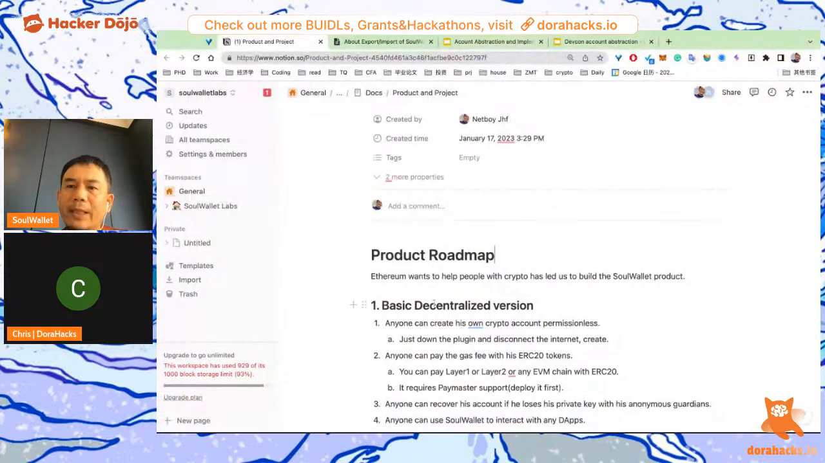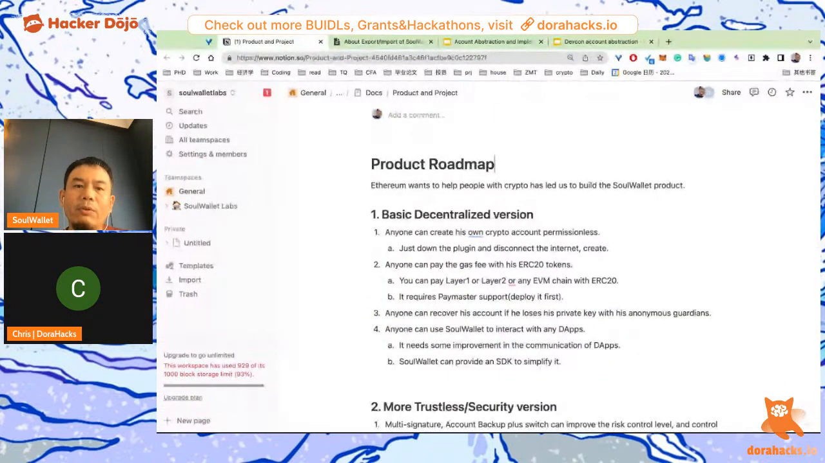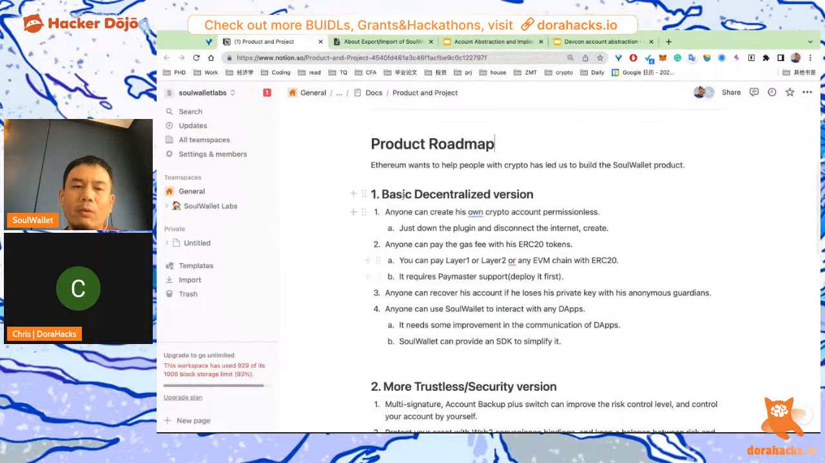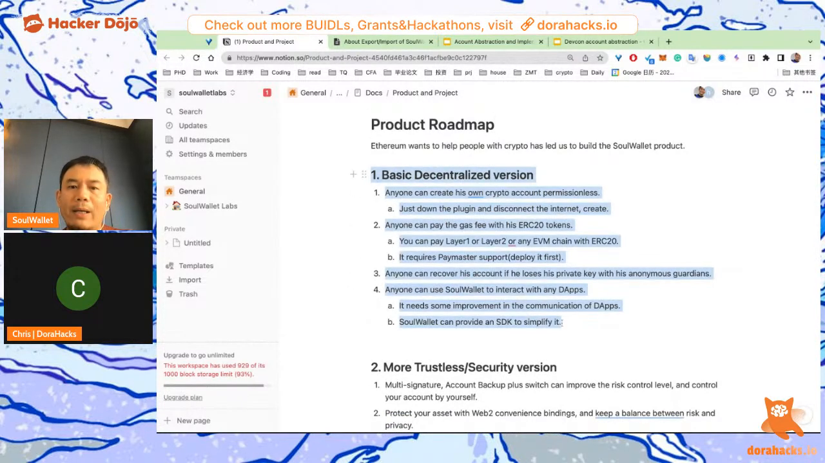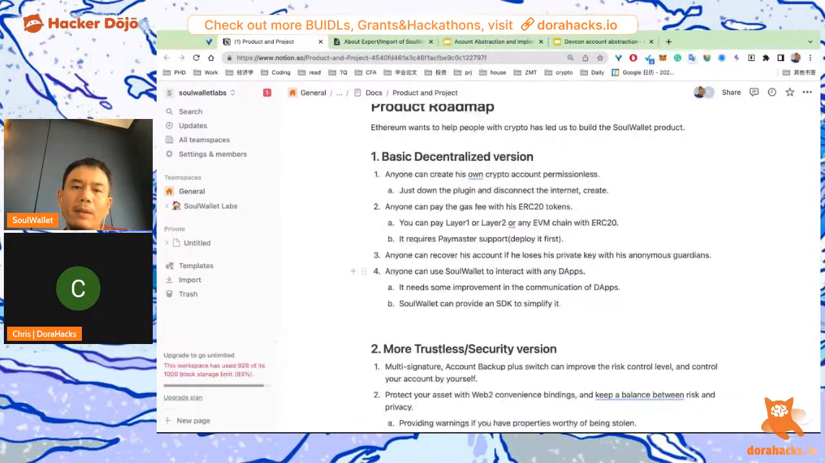And second, I will introduce the product roadmap. Now the SoulWallet team has built a basic decentralized version, and we have some features. Anyone can create his own crypto account permissionlessly. Just download the plugin, disconnect the internet, and create. Anyone can pay the gas fee with his ERC20 tokens, on layer 2 or layer 1 and any EVM chain with ERC20. It has paymaster support. Yeah, it's infra.